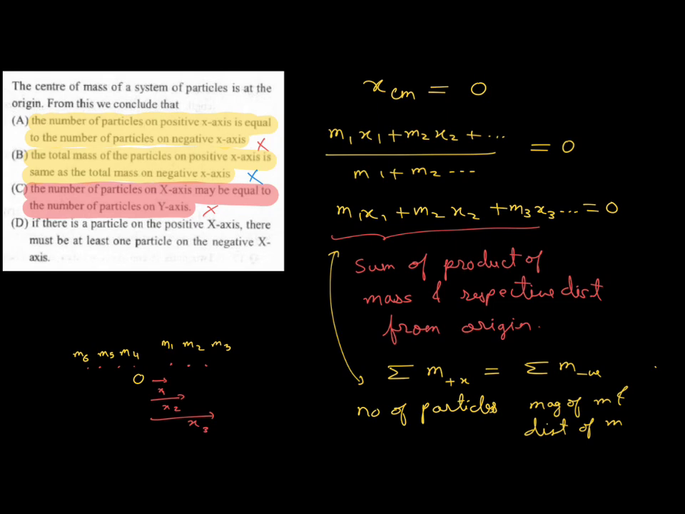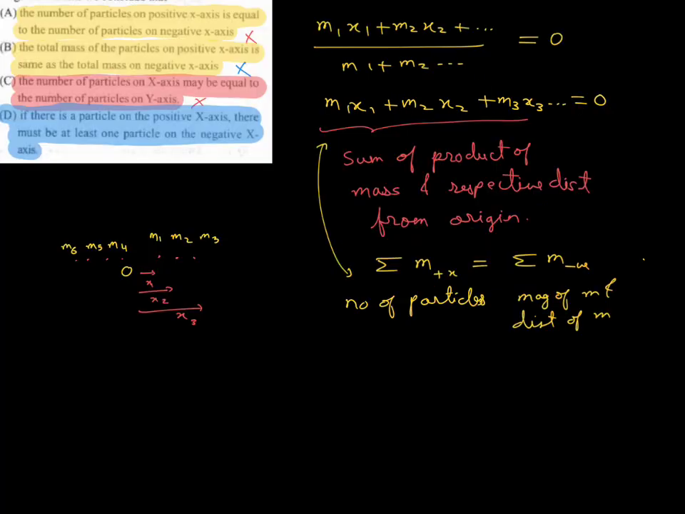So the last option: if there is a particle on the positive x-axis, there must be at least one particle on the negative x-axis. So now let us assume that there is a particle on the right side of the x-axis. So this will be, say, m1 x1, and there is a particle somewhere on the x-axis. We don't know whether it is towards the right or towards the left of the origin. So we will have the equation m1 x1 + m2 x2 = 0.